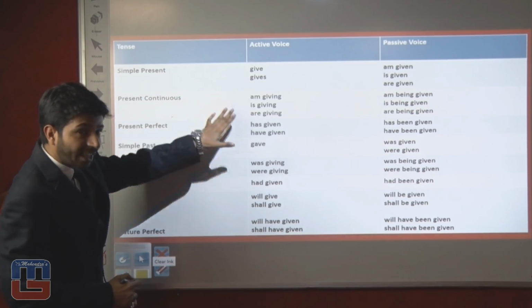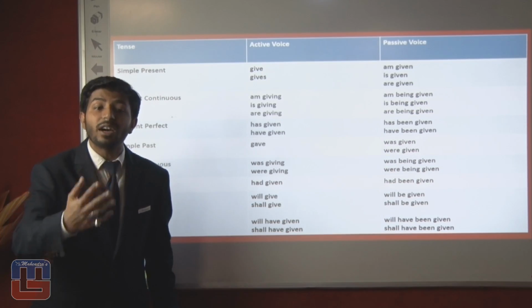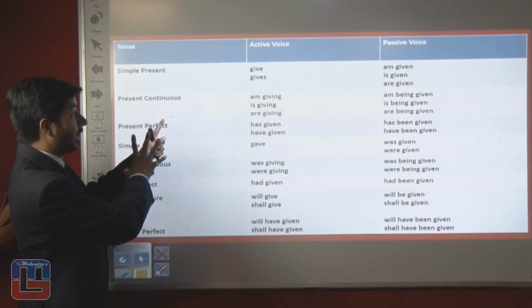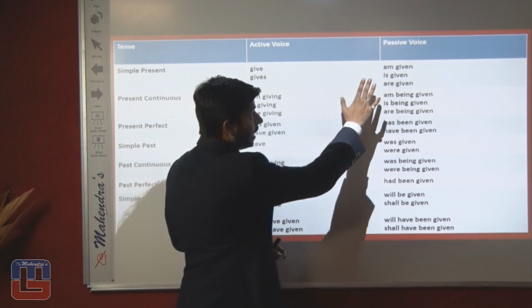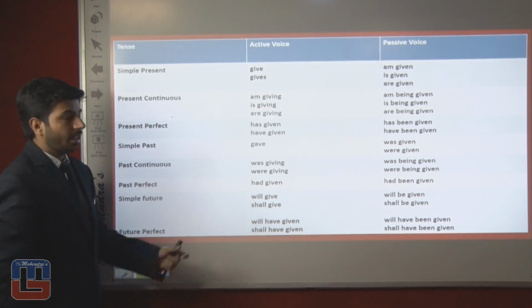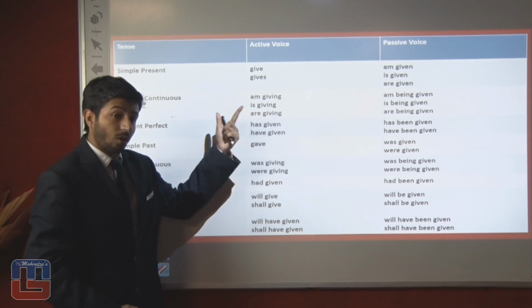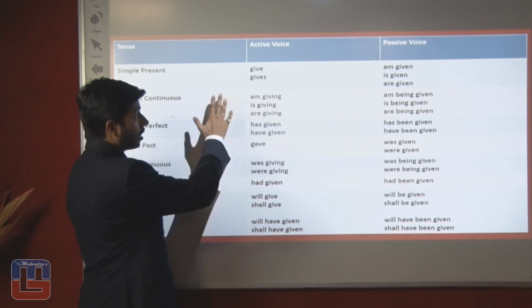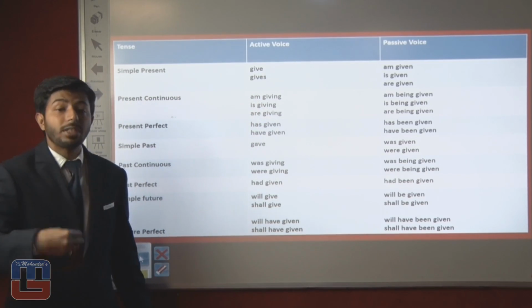According to the tense, the helping verb changes. In simple present, according to the subject, I, is, or are is taken. In present continuous, the structure says am giving, so the ing form is necessary. According to the subject, the helping verb am, is, are is decided.